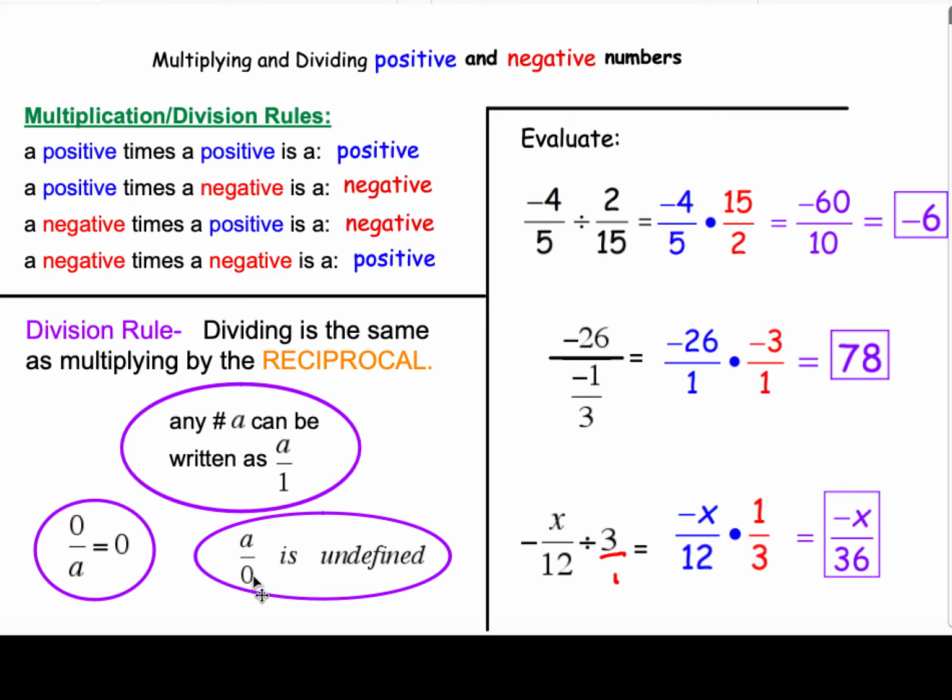How many times does 0 go into something? Well, it really doesn't. If you multiply by 0, you get 0. If you divide by 0, it's undefined, we say. We use that word in very specific spots, so make sure you use that. A divided by 0 is undefined.